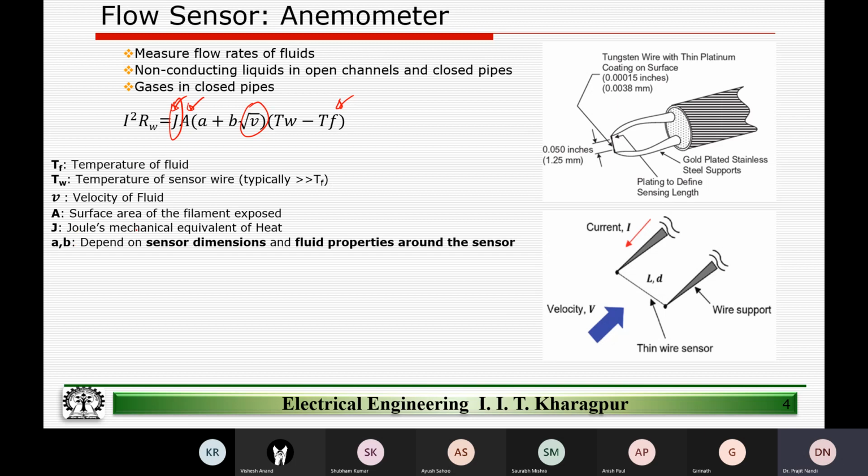This small a and small b depend on the sensor dimension and the fluid properties around the sensor. So these we can actually derive. If we work out the physics, a and b can be derived. I might have a more detailed expression for a and b, but we are not going to derive a and b ourselves here in this course.